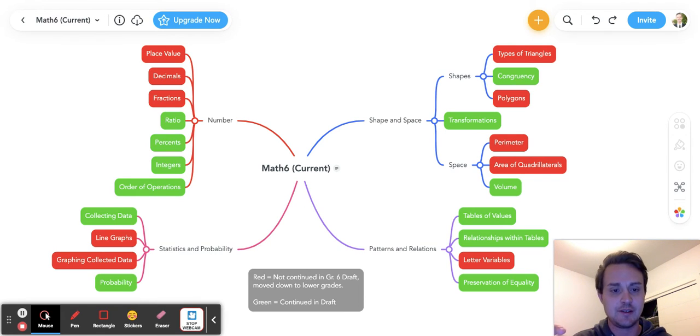And then finally, in patterns and relations, we still do tables of values. We still talk about relationships within tables, but the introduction of letter variables is dumped into a lower grade. So that's the mind map. I hope that helps when you're trying to think about whether or not this new curriculum is age appropriate and a positive change for Alberta. Thank you.